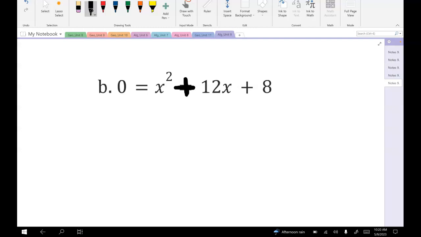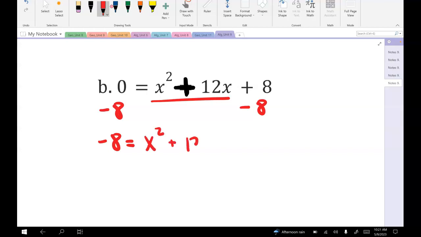So to start off completing the square, we just need this part on its own. So we don't want that 8 there. We want the 8 on the other side. And just because our equal sign is all the way over here, our steps are still the same. We're going to move our 8 over. So we'll subtract 8 from both sides. So now on this side, we're left with negative 8 is equal to, and then what's underlined will just stay. We haven't touched that at all. x squared plus 12x.